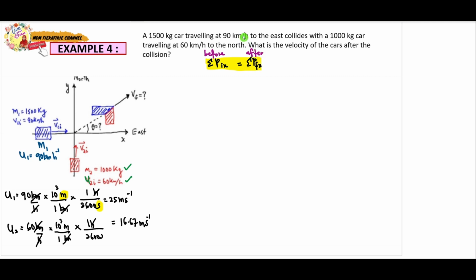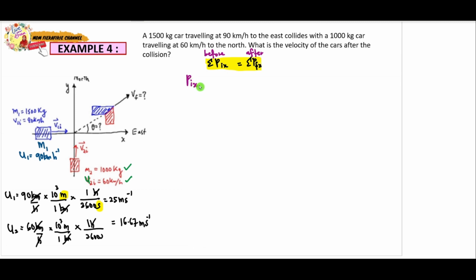So before collision, hanya car 1 sahaja yang bergerak in X component. Yang colour biru ni. Okay, boleh jadi macam mana pula dengan car yang berwarna merah ini? So the second car is moving in Y component. Dia bergerak in Y component. Bergerak ke atas, to the north. Kan soalan dia kata.